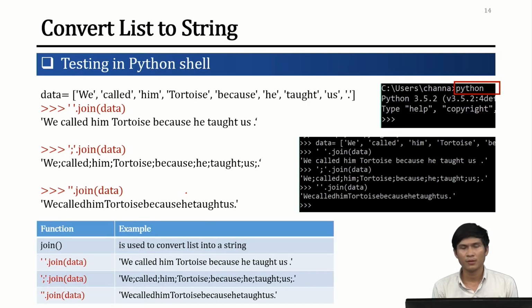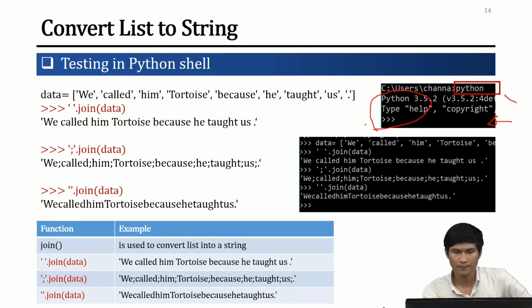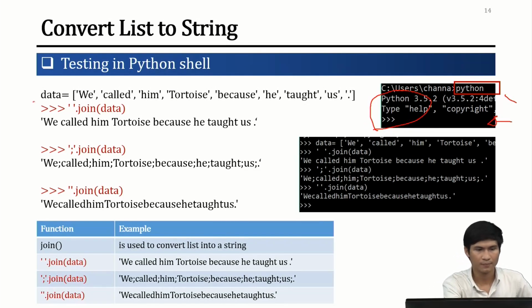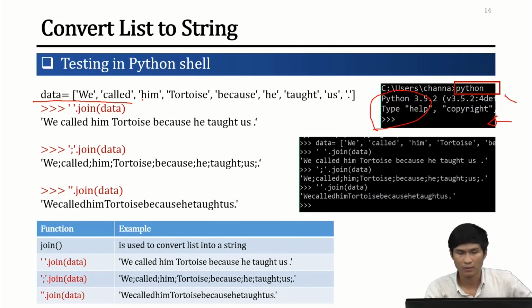And next we will look at some useful functions that we can use in Python. So we will test this in the Python shell. You just simply open your CMD and type Python here to go to the Python shell. So you type some scripts there and then you can see the result of that command immediately. You don't need to run it through the IDE or some other code editor. So suppose that we have the data here. It is a list of words.